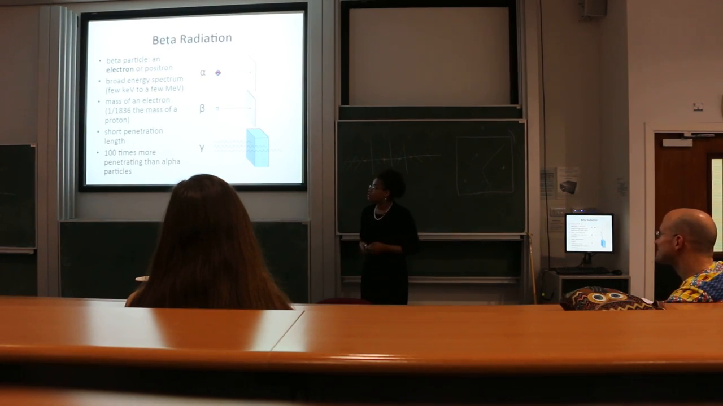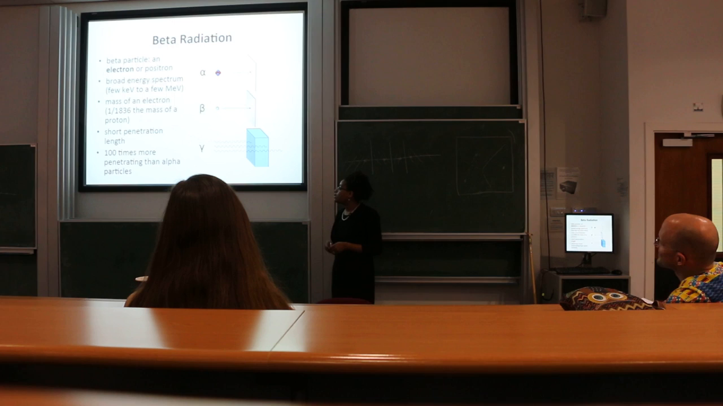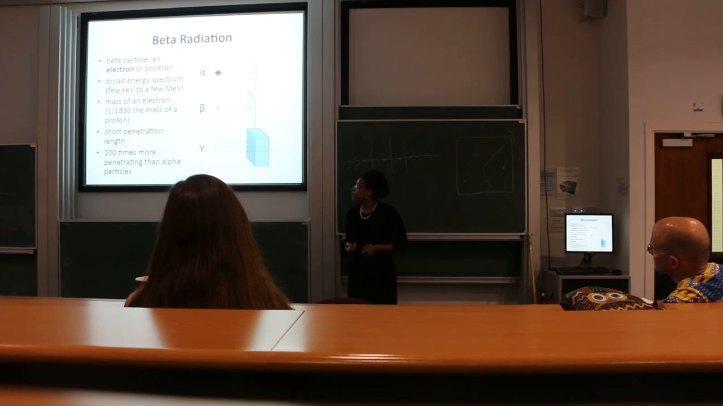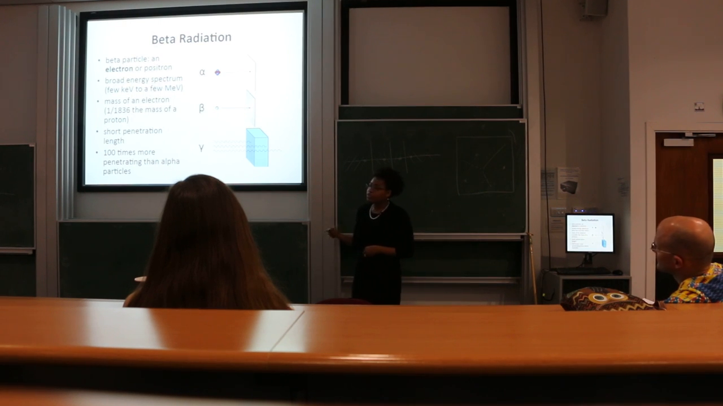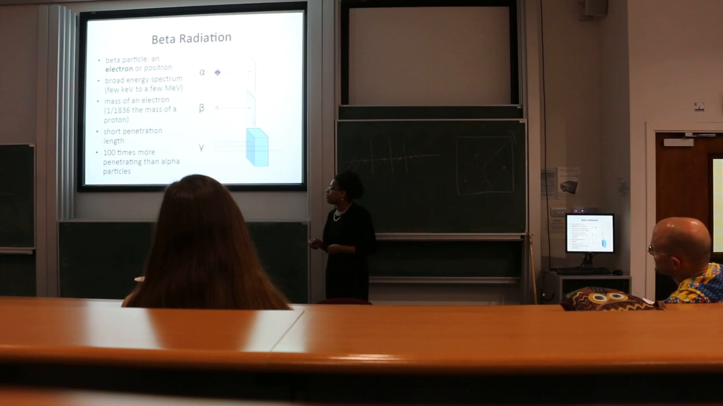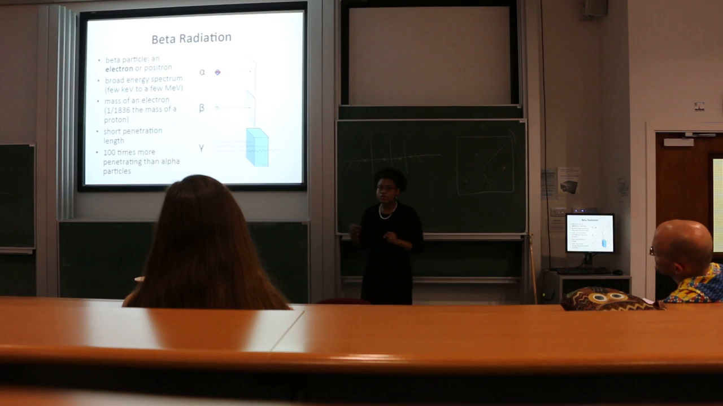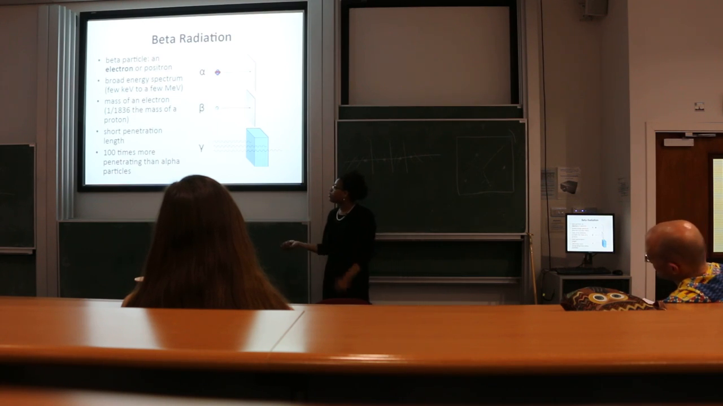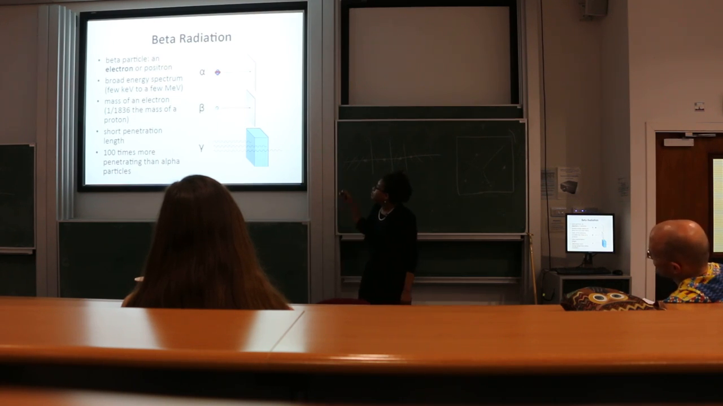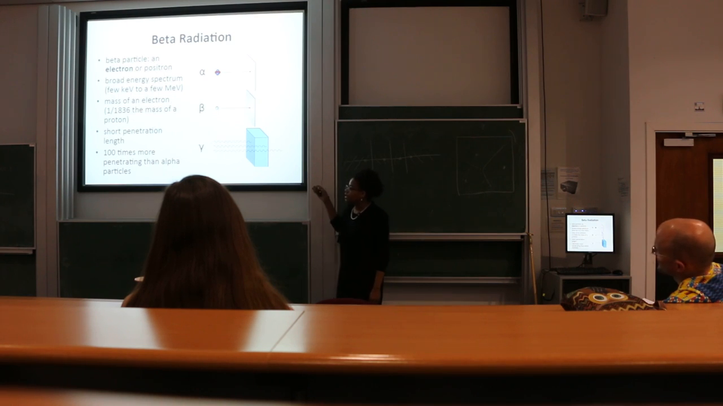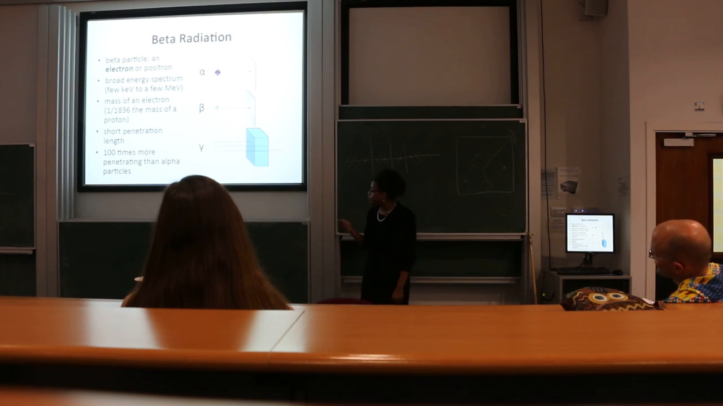What exactly is beta radiation? It could be a high energy electron or positron, but specifically in my case, I'm looking at the electron. The problem with identifying beta radiation is that it's a broad energy spectrum. You can have these particles with energy levels from the kiloelectron volts to the mega electron volts. And if you look at this picture, you have alpha, beta, and gamma, so the range of types of radiation. Just to get an idea of where beta falls, it falls in the middle of these two.